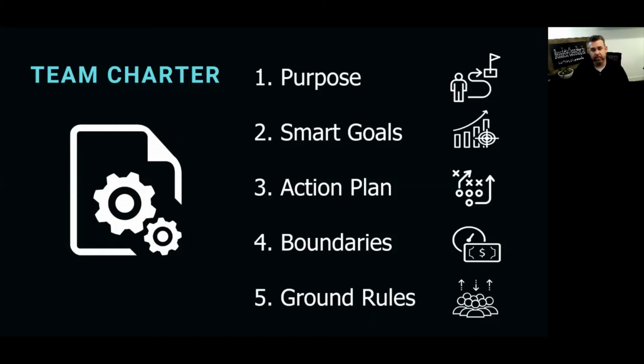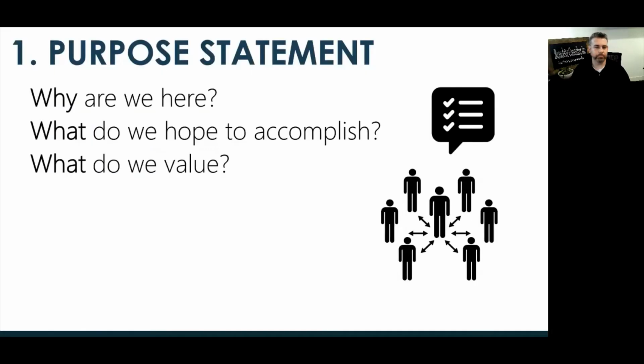So the 5 components of a team charter is a purpose, which you'll have a purpose statement, and we'll go through each one of these 5 in depth. That way you could really be successful with creating a team charter, because they help so much with so many things, as you'll find out. So the second one is to create SMART goals. The third one is a specific action plan that lets individuals on the team know exactly what to do and when they should do it. And we'll talk about boundary conditions and then ground rules.